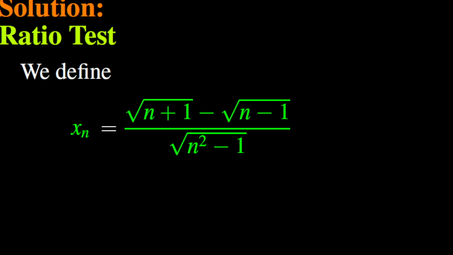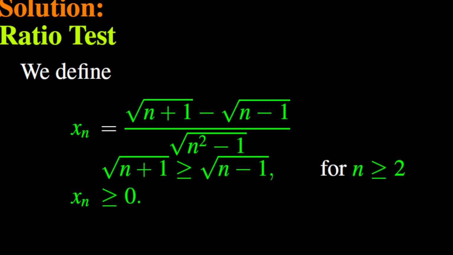When you have this type of series, the first thing to do is analyze the term. We define the term as xn. For each n, xn equals the square root of n plus 1, minus the square root of n minus 1, divided by the square root of n squared minus 1. At first glance, we easily see that the square root of n plus 1 is greater than that of n minus 1, for all n greater or equal to 2. So xn is non-negative, for all n greater or equal to 2. Then we will apply tests recommended for series with positive terms.